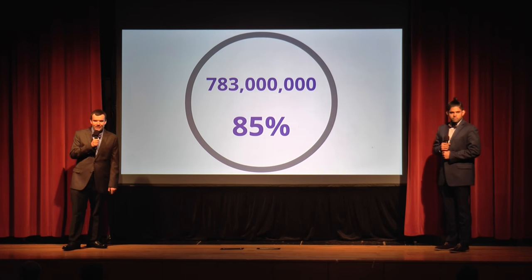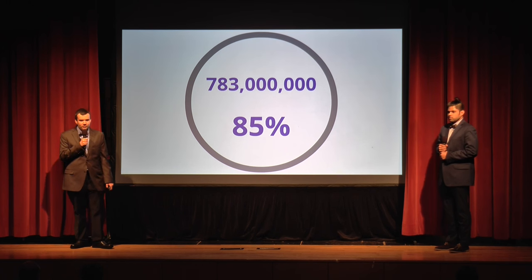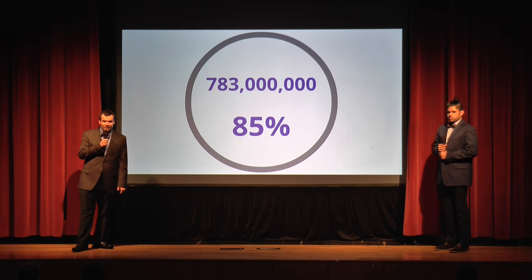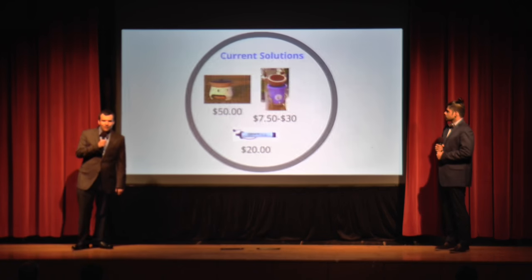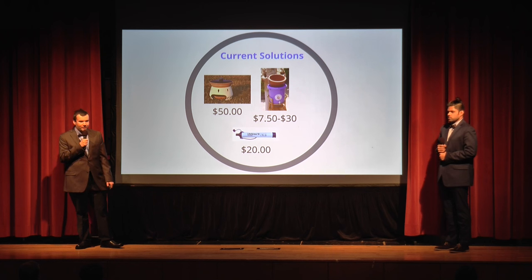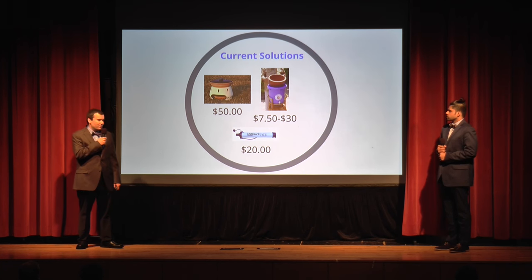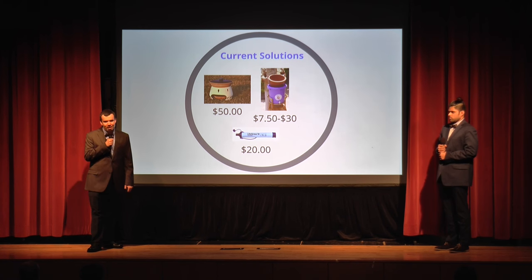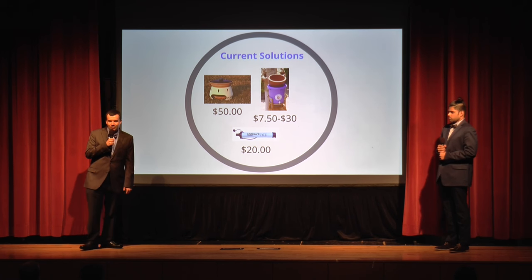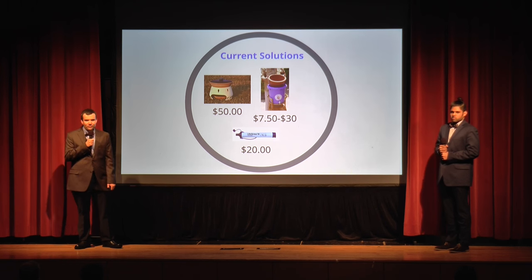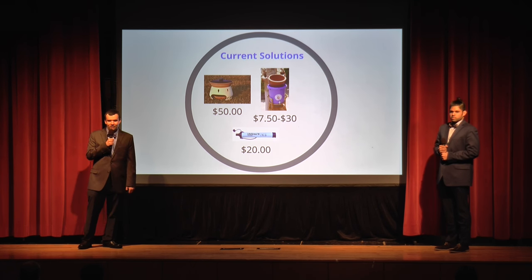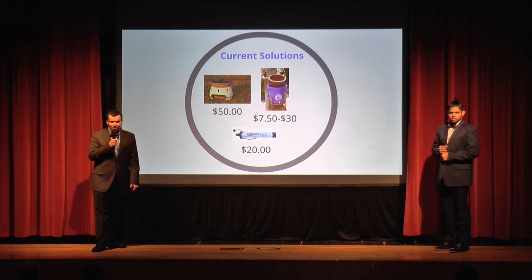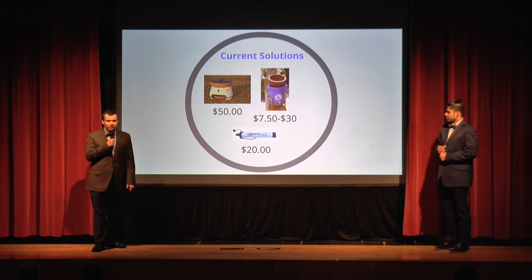783 million people do not have access to safe drinking water in the world. And about 85% of the world's population lives in the driest half of the planet. There are many current solutions to this problem, and you can see here the solutions may seem very affordable. Lifestraws are about $20, ceramic filters range from $7.50 to $30, and the boiling option is at $50. However, the global median income is about $13,000 per year, which means most people cannot afford these items.